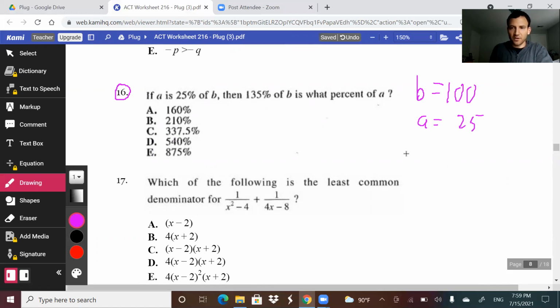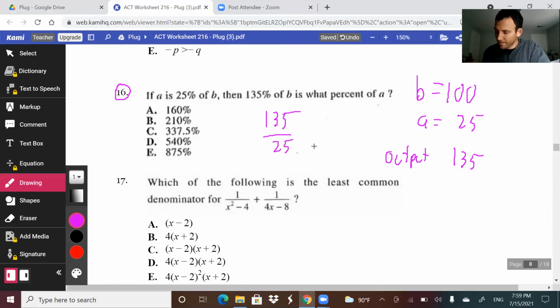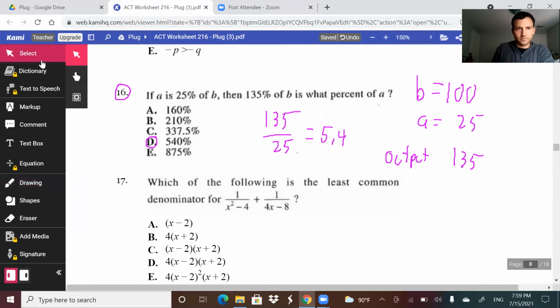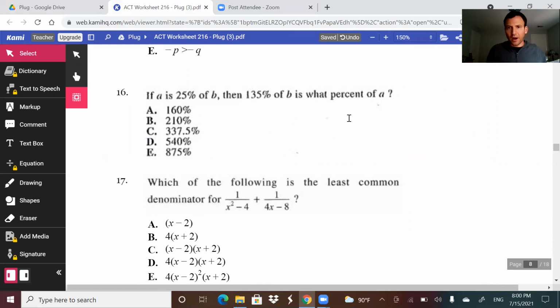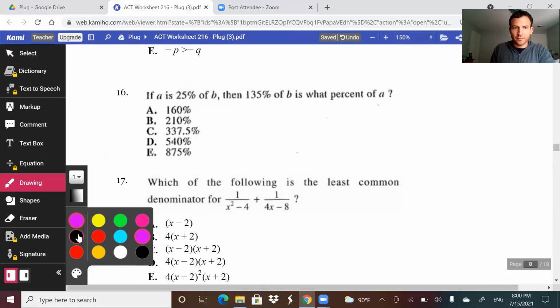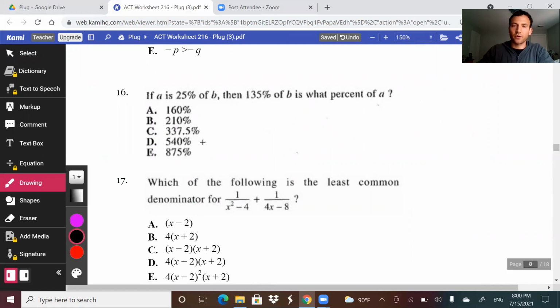Well, 135% of B, our output, is 135. And we're going to determine what percent that is of A. 135 divided by 25. We get 5.4, so 540%. That easy. And yes, you probably know how to do it alternatively, but if you didn't, that's an easier way or another way to do it.